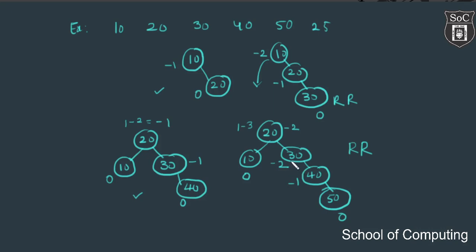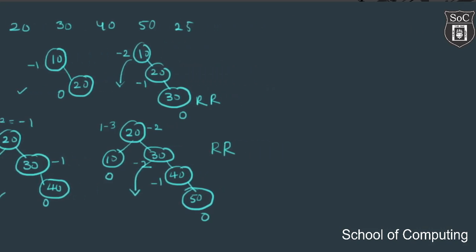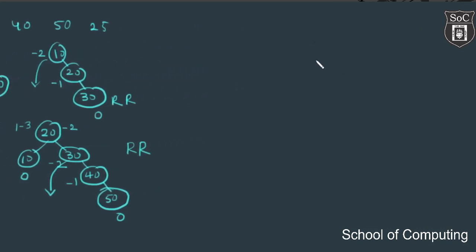So when I do a left rotation on 30, what will happen? Please focus only on this part of the tree, only this portion, because we are doing a left rotation on this part. So what will happen when we do a left rotation? 30 will come down, 40 will become the right child. It will look like this.